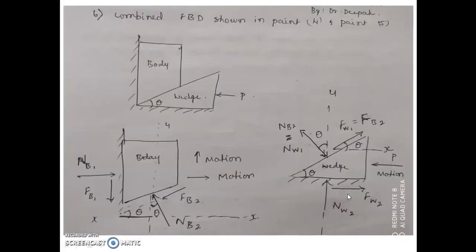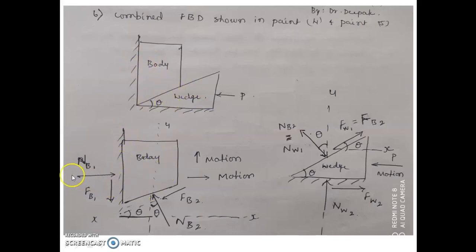This figure shows the combined normal reaction plus frictional force for the system. This is the system: a block resting on a wedge. If I write a free body diagram by including friction as well as normal reaction, we can see it from these two figures. First I will consider the body. The body has one surface here with the vertical, and another surface with the wedge.